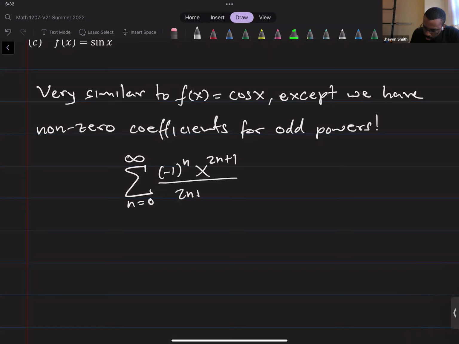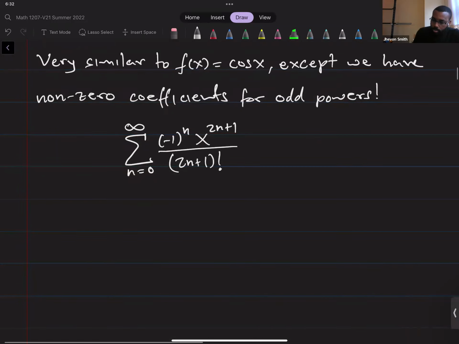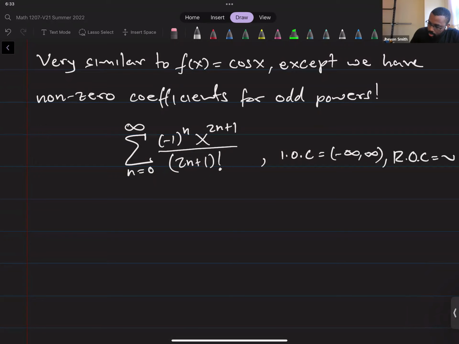And we want the factorial in the denominator to follow that pattern, right? Because the factorial in the denominator follows the pattern of the power of x. And again, in a very similar way, you would see that the IOC is the entire real line, and the ROC is, of course, infinity.